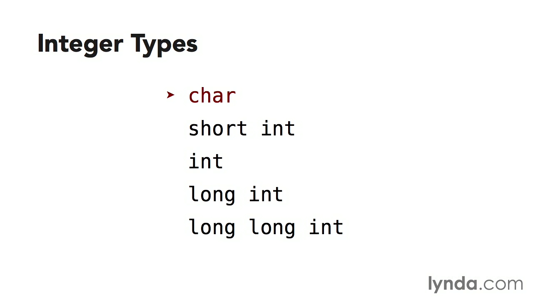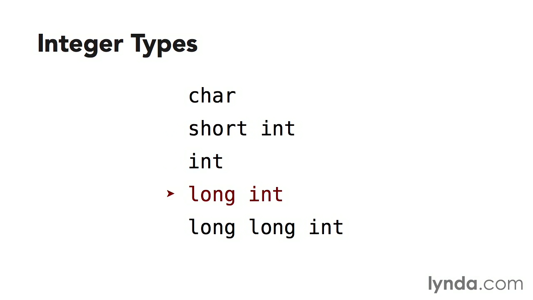All the other integer types are signed unless modified with the unsigned keyword. The short int is the smallest natural size of an integer for the target processor. It may be the same as int. On most modern desktop systems, it is 16 bits. The int type is the natural size of an integer for the target processor. On most modern systems, it's 32 bits.